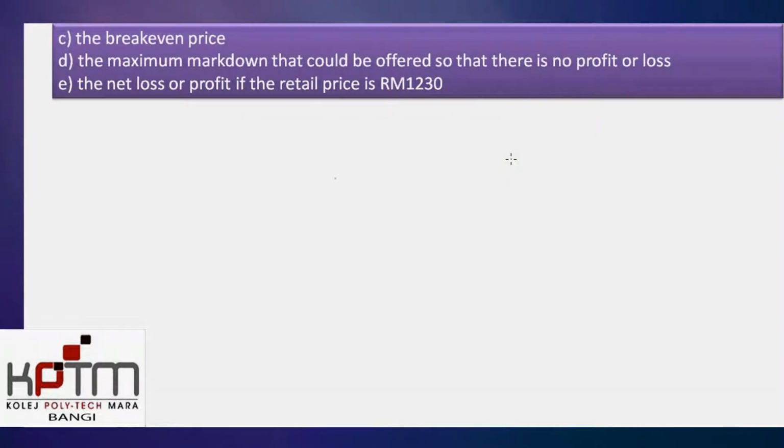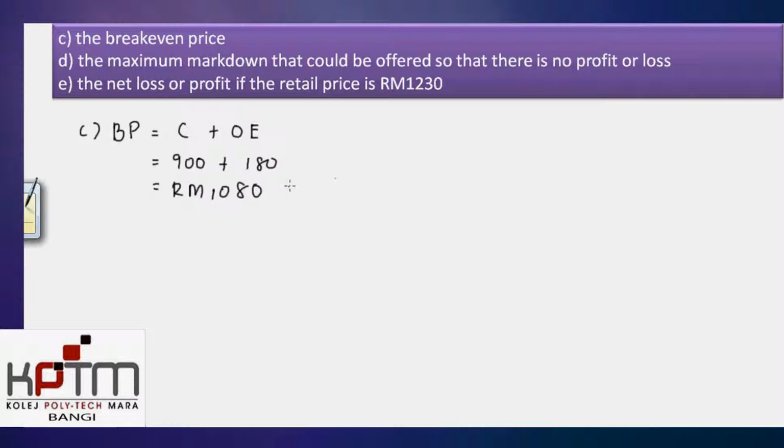C, the break-even price. The formula is BP equal C plus OE, which is cost price plus operating expenses. The cost price is 900 ringgit plus the operating expenses 180 ringgit. So the break-even price is 1,080 ringgit.